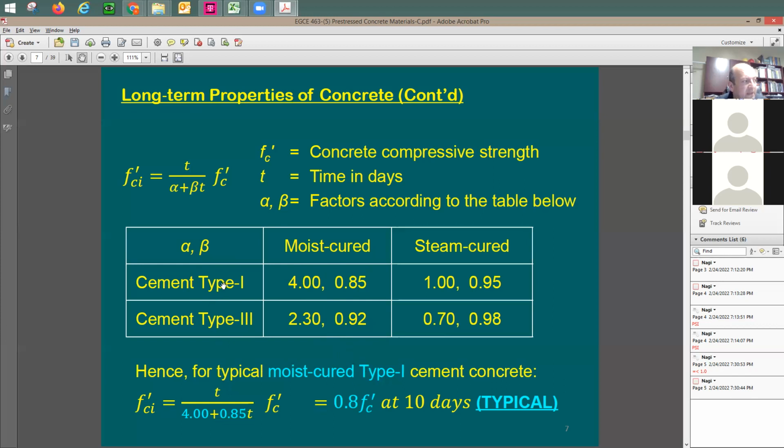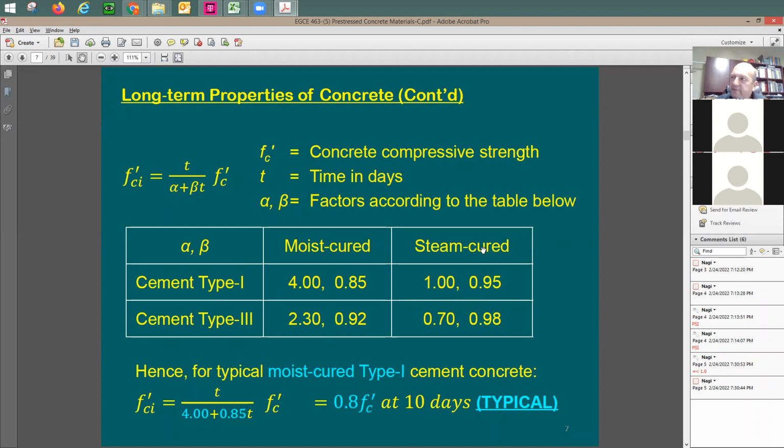So compare now cement type 1 to cement type 3. When you have low factors here, it means that this denominator is going to be much less. So in a case like this, once you start to use cement type 3, it means it's going to be gaining higher strength faster than concrete with cement type 1. Look at the factors. This alpha is going to be 4 plus 0.85 times T. This is going to be 2.3. So I'm expecting this cement to gain higher strength.